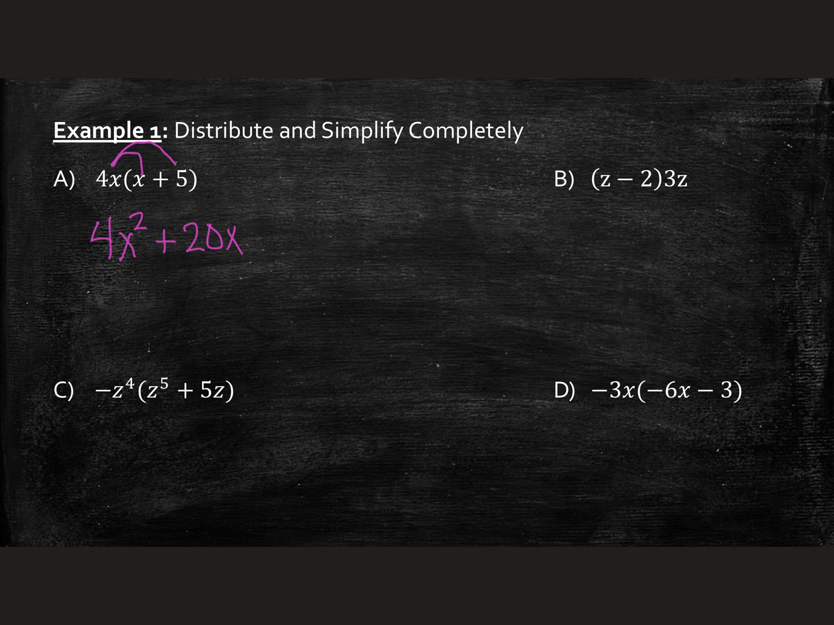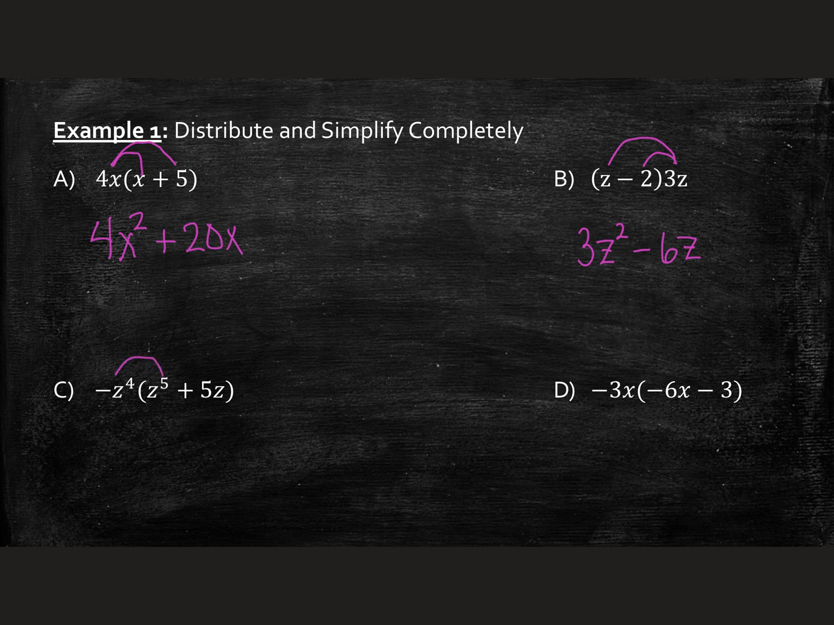Now, we could also have a term at the end of parentheses, but we're still going to distribute that through. So the first term would now be 3z squared, and then 3z times negative 2 would give you that minus 6z. Okay, let's look at these next examples.